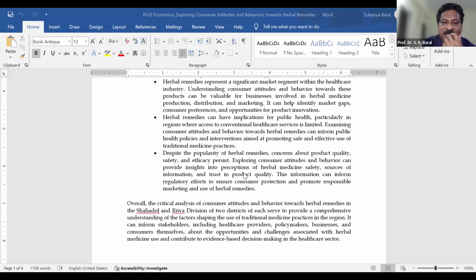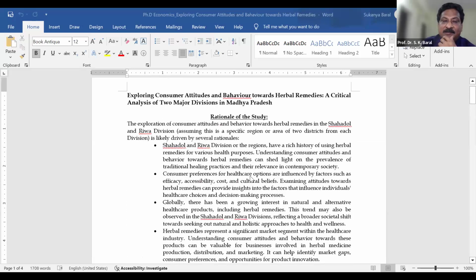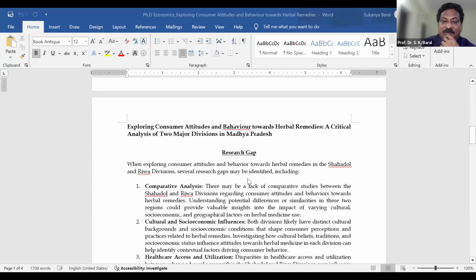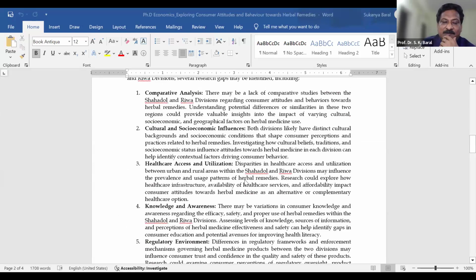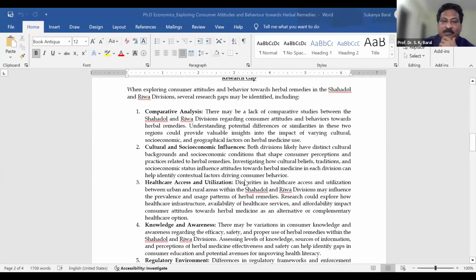important for the stakeholders, for the healthcare providers, for the policymakers, for the business, for the consumers themselves, and what are the opportunities and challenges associated with herbal remedies, and what is the evidence-based decision making of the healthcare sector. That I have taken as the rationale of the study. Then the next is the research gap. So when you are going to find the research gap, you remember all those points. On that basis, you will search the literature review. You will go for literature review.